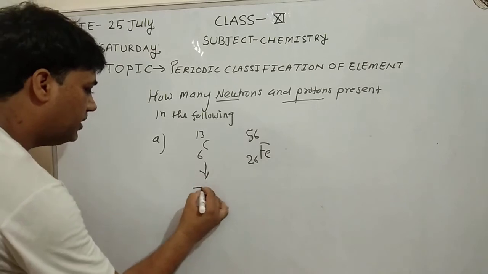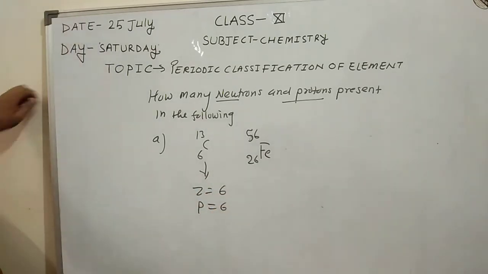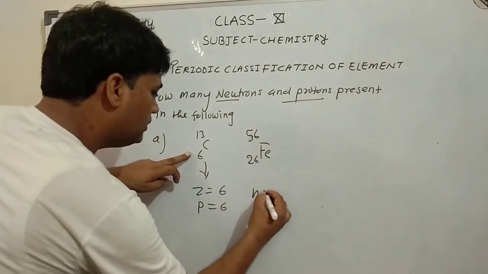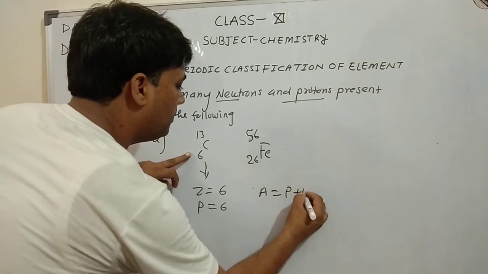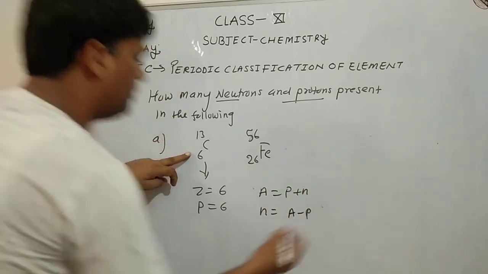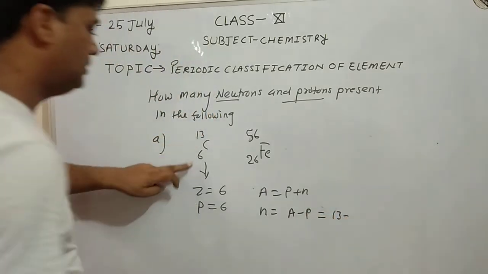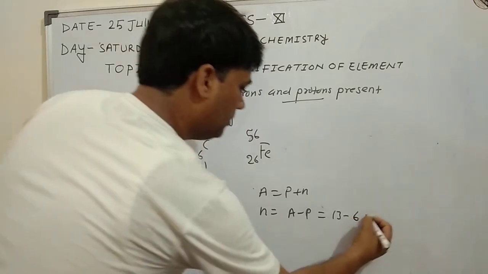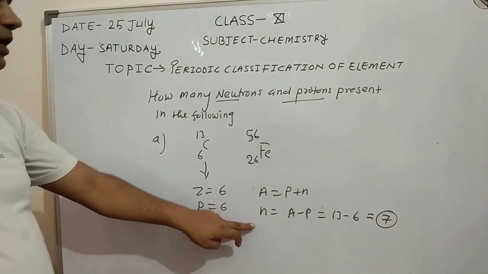In this case, Z is equal to 6, so proton is equal to 6. The number of neutrons: mass number A is equal to P plus N. So N is equal to A minus P. A is equal to 13 minus 6, which is equal to 7. So the number of neutrons is equal to 7.